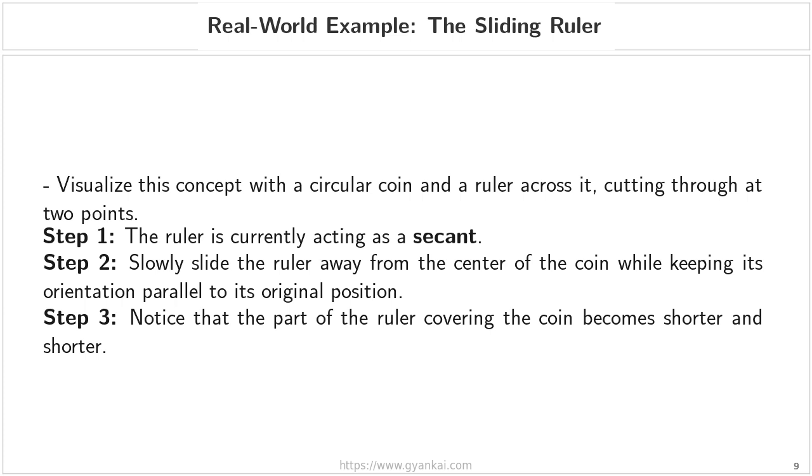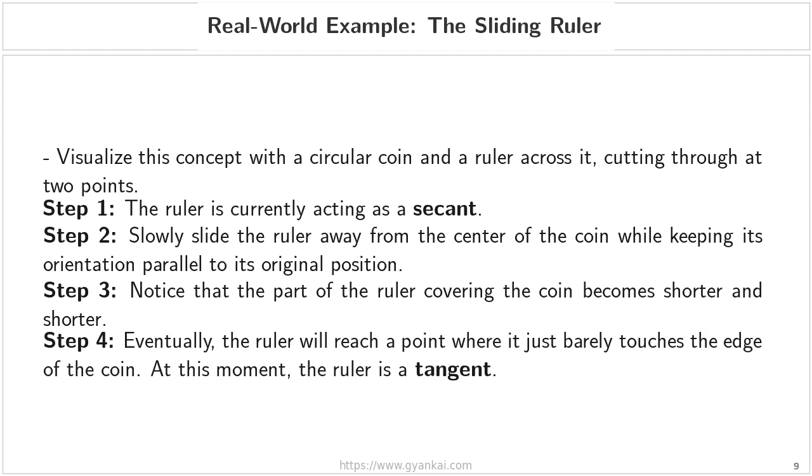You'll notice that as the ruler moves further from the center, the length of the chord, the part of the ruler covering the coin, becomes shorter and shorter. This leads us to step 4.